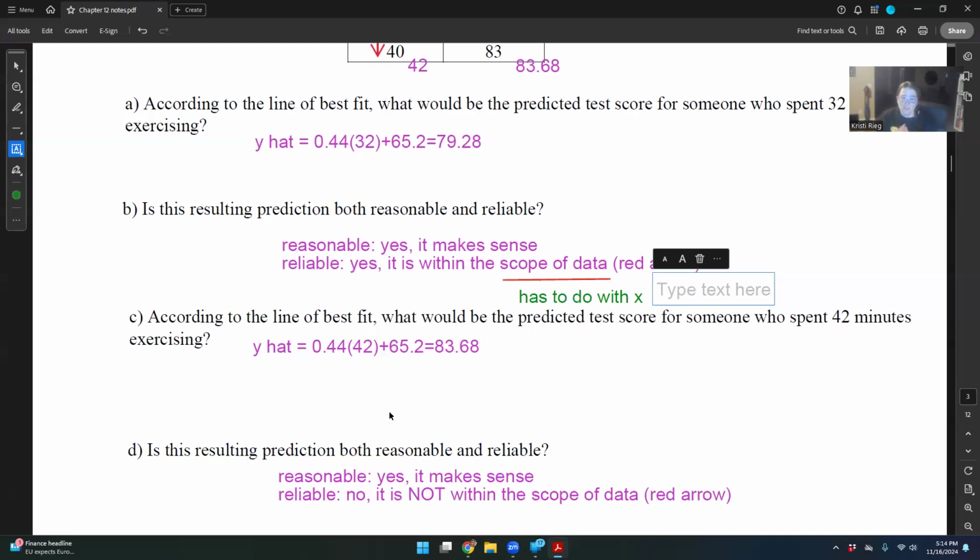This is huge. Reasonable and reliable. It's pretty easy once you get it. Reasonable is based off your feelings. Does it feel right? Does it make sense? Reliable is based off of the scope of data. So look at the X's and say whether or not it's within the scope of data. Other than that, it'll just take a couple of problems to practice to get the hang of it. But that is it for this section.